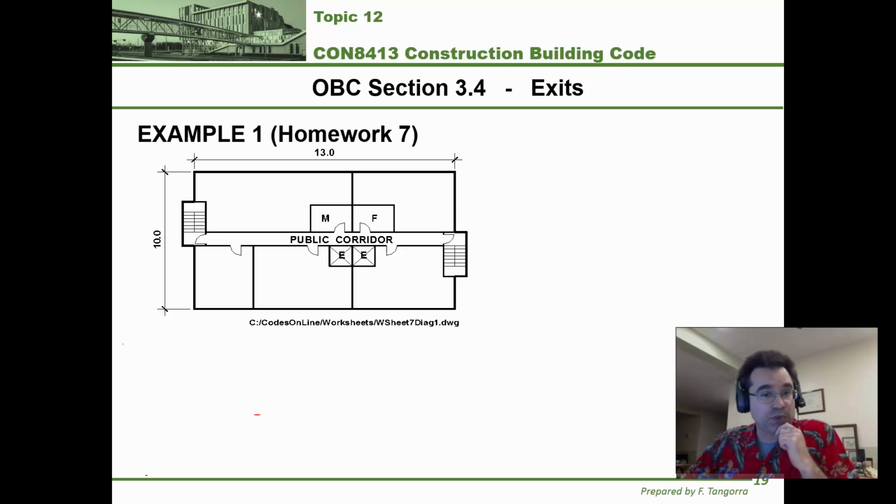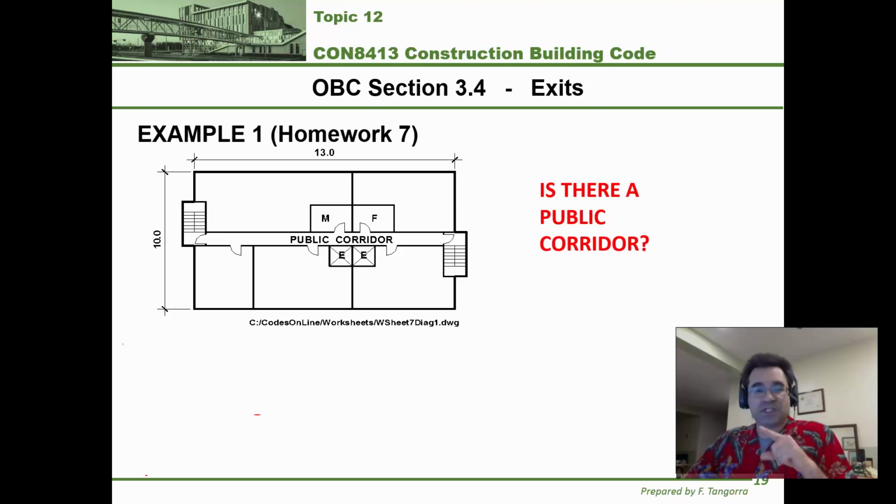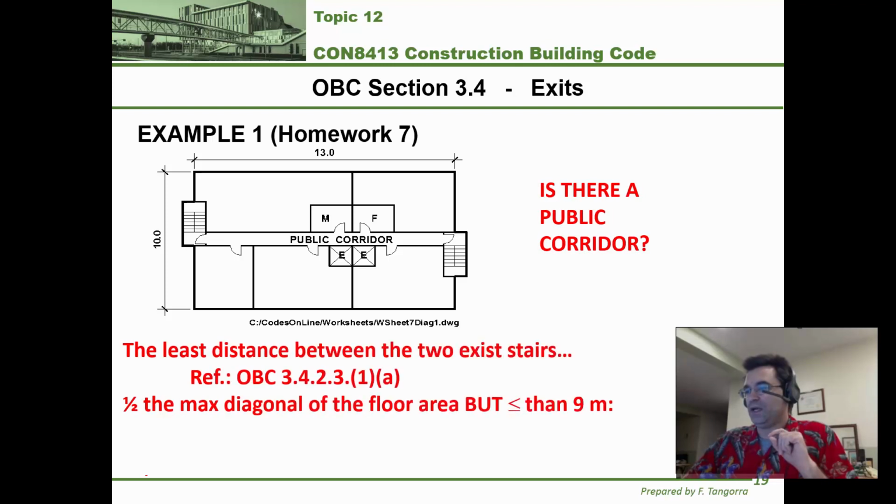There is a public corridor. Okay? So there is a public corridor. That's the very first thing you always want to check. So then we move on, and we figure out what that half diagonal is, because we have to figure out what the least distance has to be between these two exits.